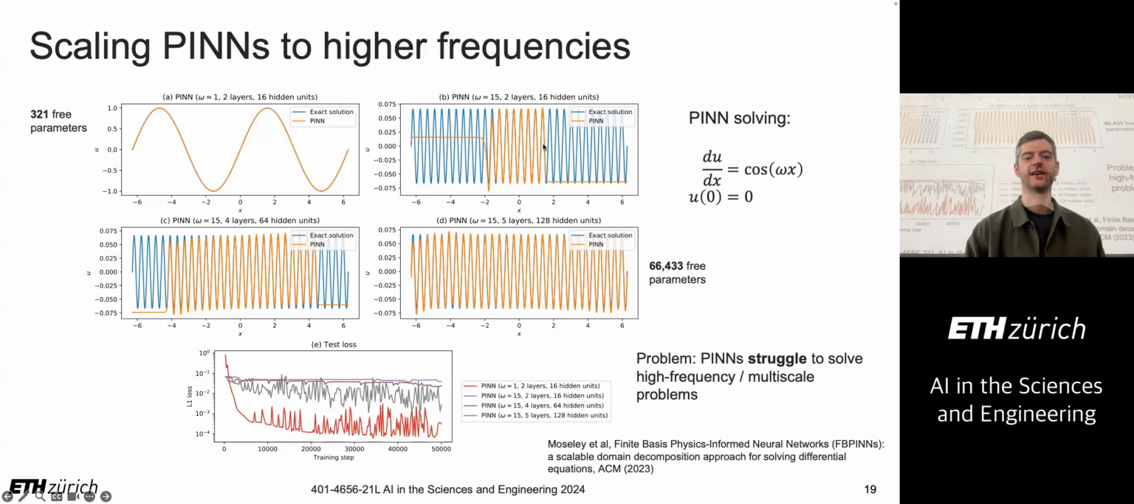So the only solution in this case, if we're stuck with using an MLP, is to increase the size of the MLP. This is the plot if you increase it to 4 layers and 64 hidden units, and you can see it learns more cycles, but not all of them. I have to push it all the way to 5 layers and 128 units, and this is taking over 60,000 parameters just to fit a sine curve. And even so, if you look at the test loss as a function of training step, even though it decreases, it's nowhere near as performant as the low frequency PINN.